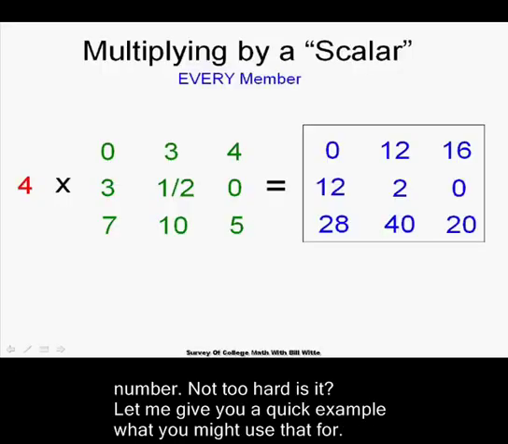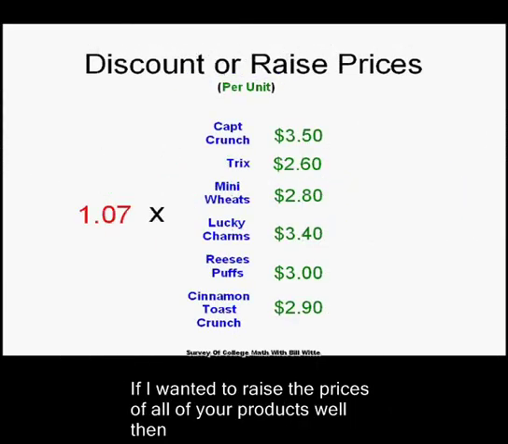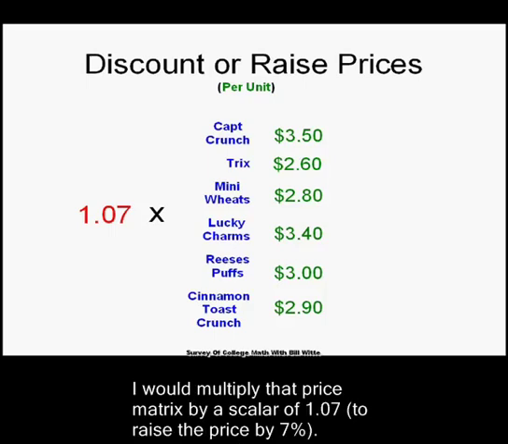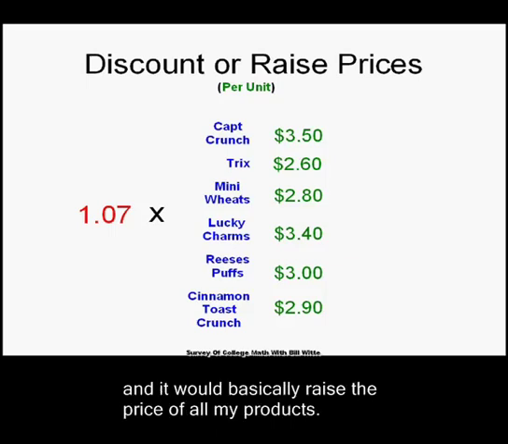I want to give you a quick example of what you might use that for. There's many things you would use it for. Suppose you wanted to raise the prices of all of your products. Well, I would multiply that price matrix by a scalar of, if I want to raise the price by 7%, a scalar of 1.07. And, of course, that would multiply every member by 1.07, and it would basically raise the price of all my products.